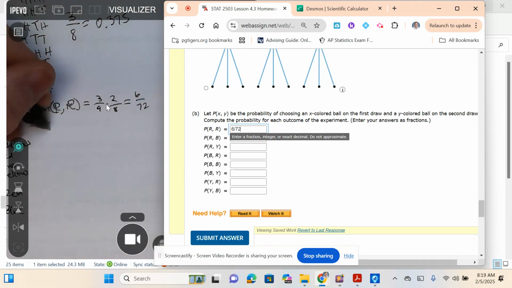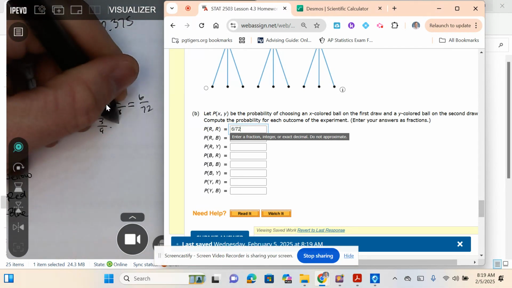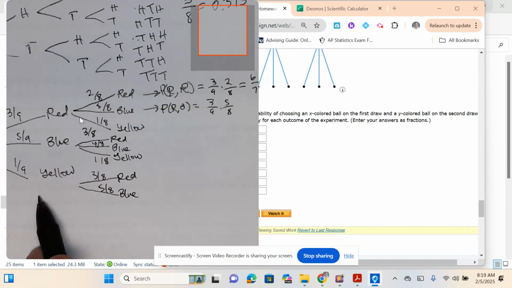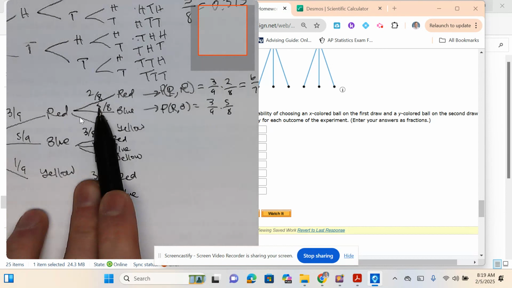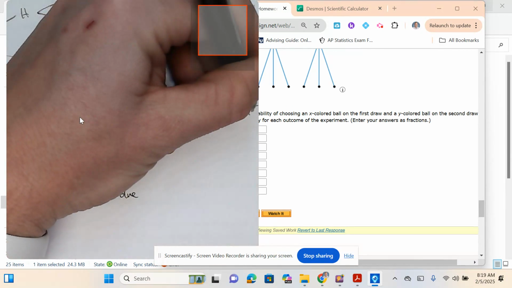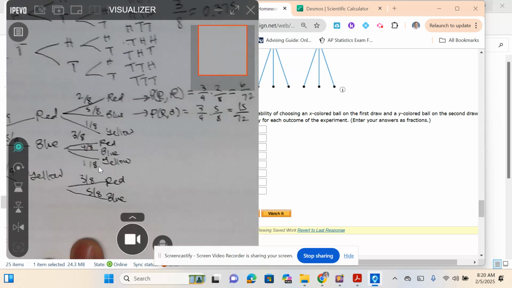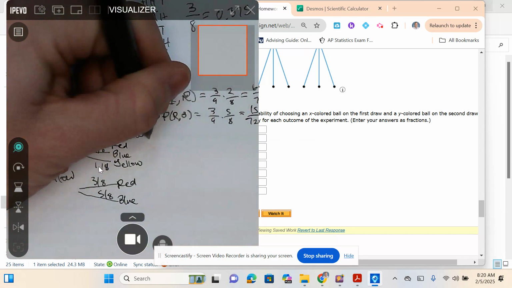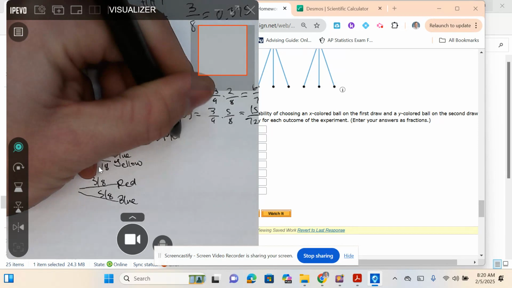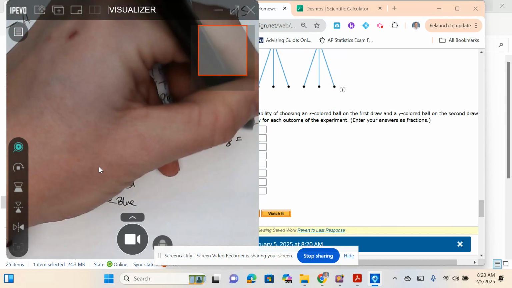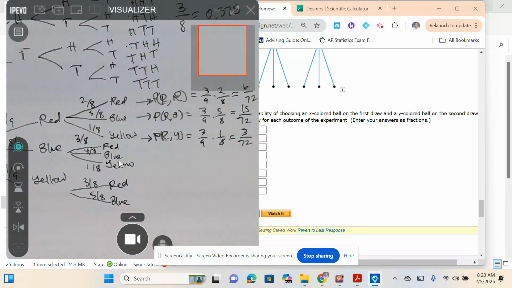Red, blue would be 3 out of 9 times 5 out of 8. Because you got 3 here. Move this over here. So 3 out of 9 here times 5 out of 8 there. So that's 15 over 72. Okay. Red, yellow. Red, yellow is 3 out of 9 times 1 out of 8. So it'd be 3 over 72. 3 divided by 72.